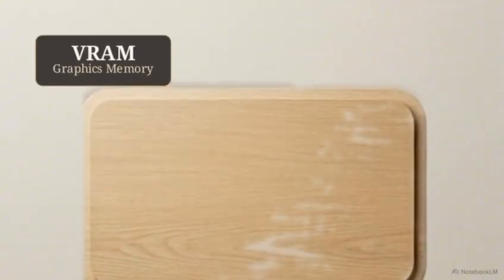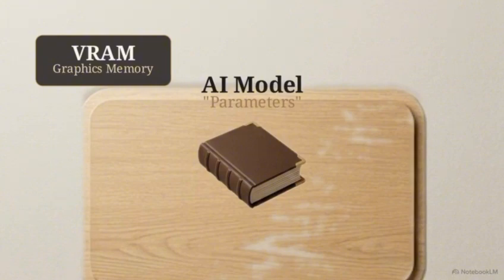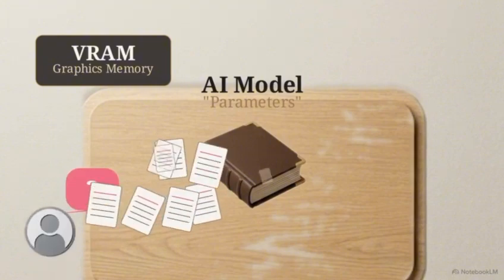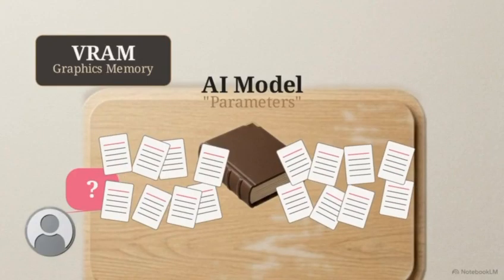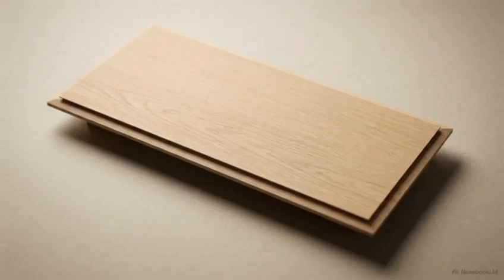Every computer has a special high-speed workspace called graphics memory, or VRAM. Think of this space exactly like a clean, empty physical desk. An AI model is essentially a massive stack of thick rulebooks filled with knowledge. Developers call these rules parameters. When you ask your AI a question, it needs enough empty space on that desk to spread those books open and quickly flip through the pages to find your answer. It's a simple relationship. The smarter the AI is, the more rulebooks it comes with, and the more desk space it demands to function properly.